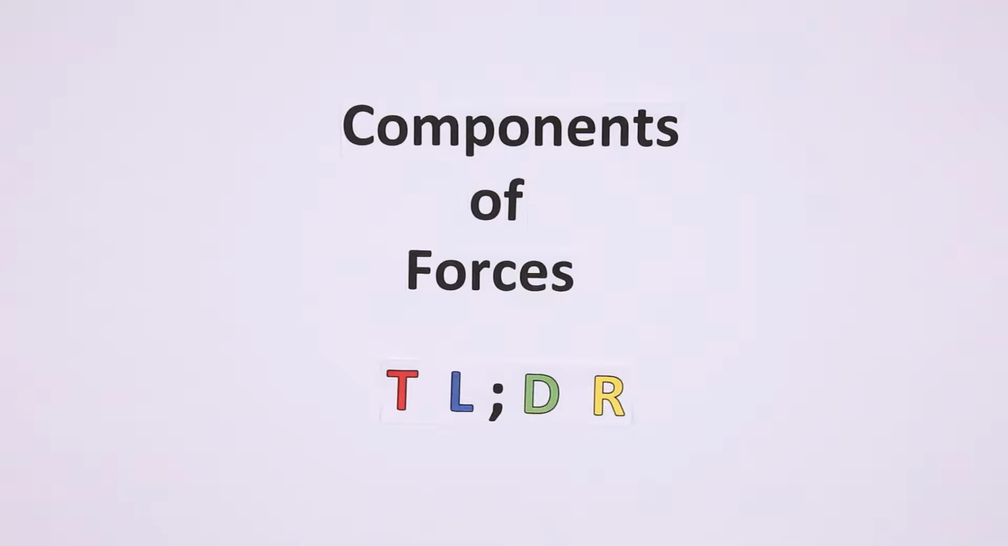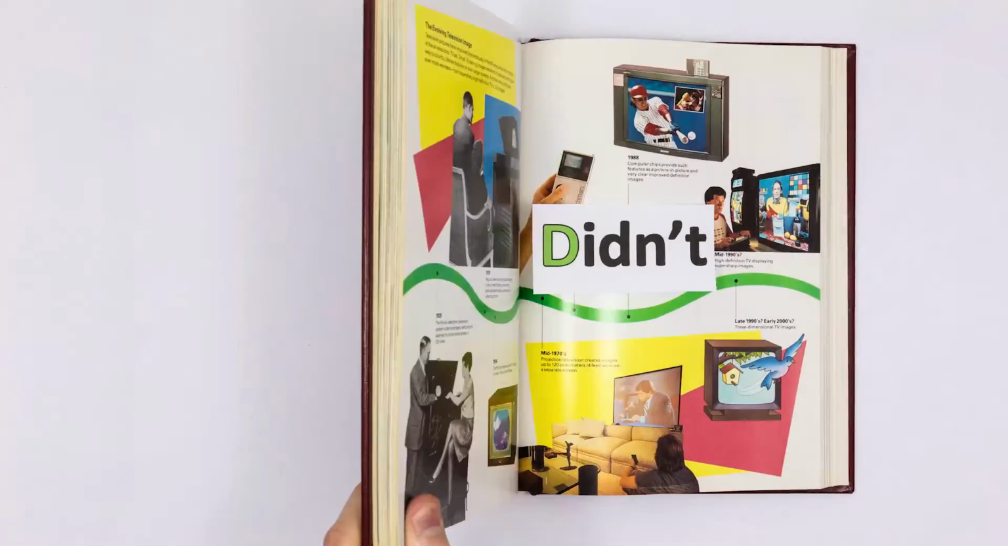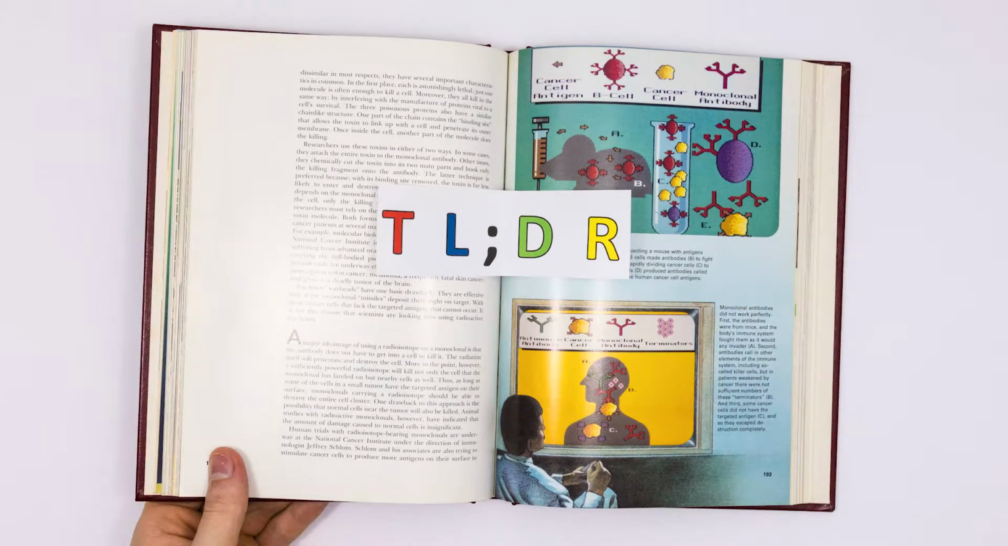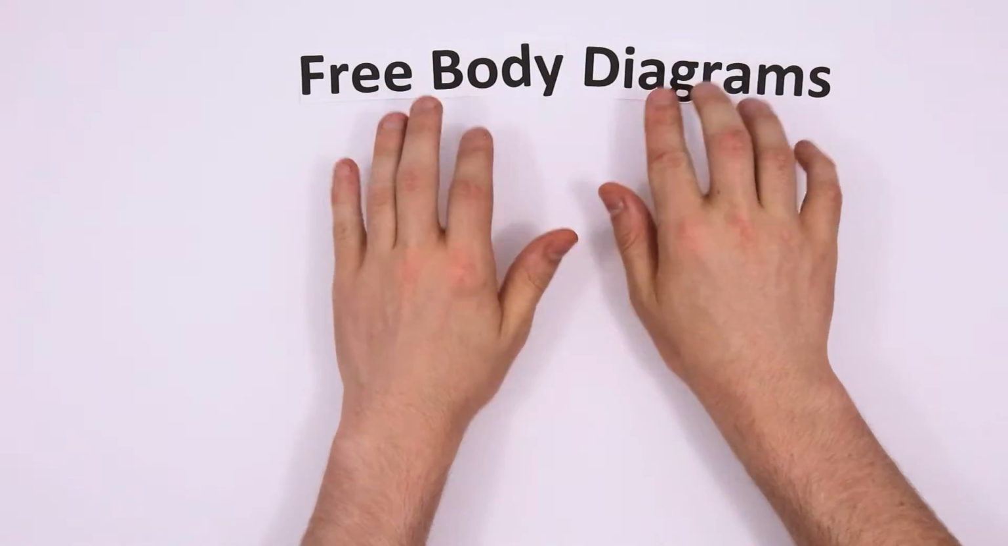In this episode of TLDR, we're covering free body diagrams and the component nature of forces. During your physics studies, you have likely come across free body diagrams already. Simply put, free body diagrams show the magnitude and direction of all forces acting on an object.